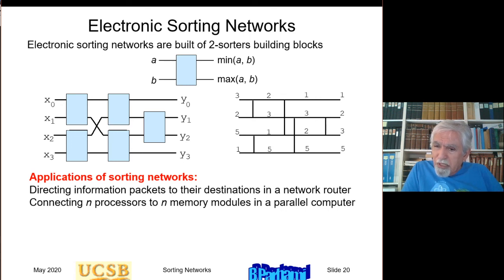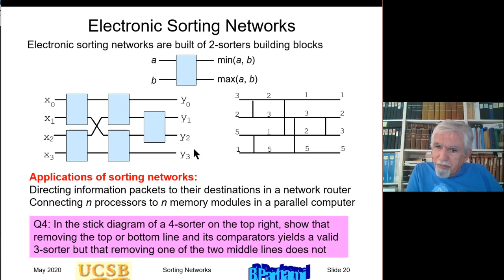Also, connecting end processors to end memory modules in a parallel computer. So the processors sitting on one side want to access memory modules. So this processor wants to access memory module 3, this one memory module 2, this one memory module 1, this one memory module 4, and those accesses have to be routed to the appropriate memory modules. And if this pattern here is a permutation of 1, 2, 3, 4, sorting them basically sends each memory access request to its appropriate memory module.